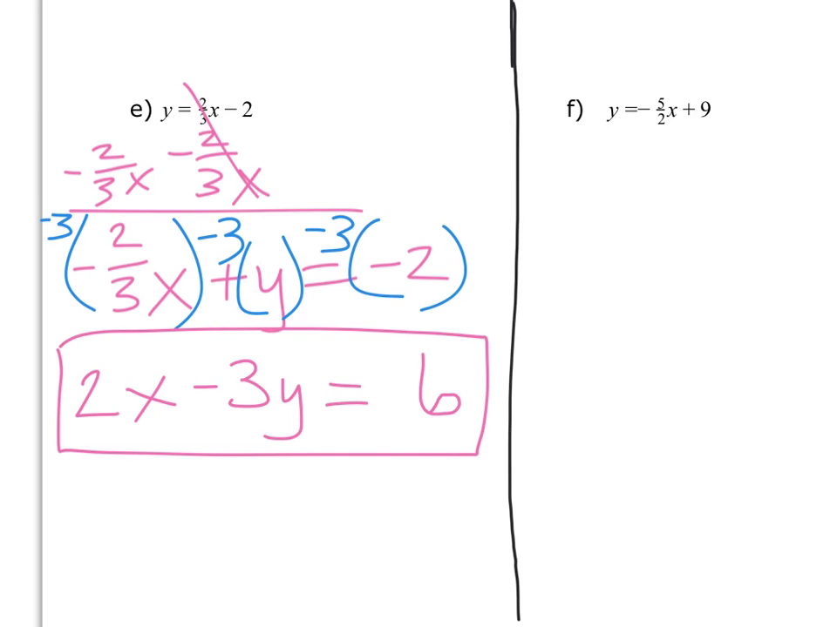All right, I want you to try F. I'm going to give you about 3 minutes. I want you to try F and check with your group. Then we're going to check it together. Oh, I didn't freeze the screen. I apologize.